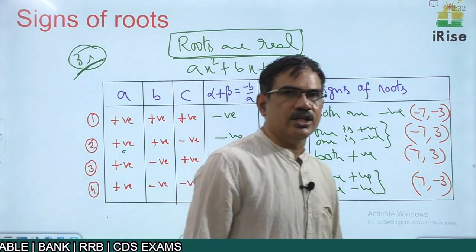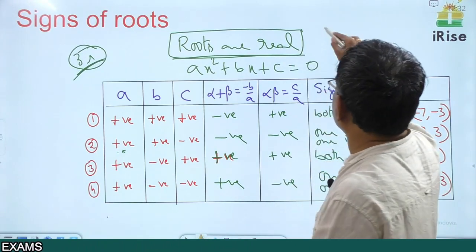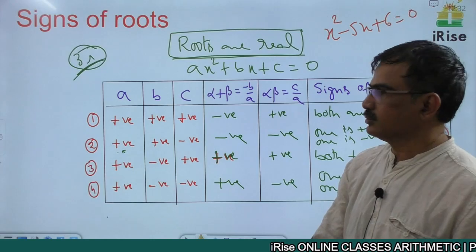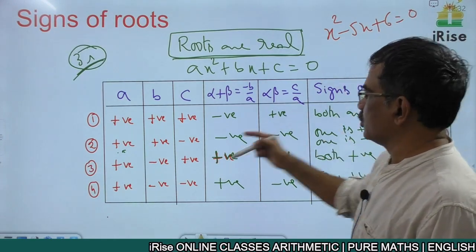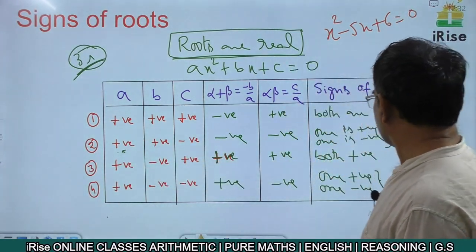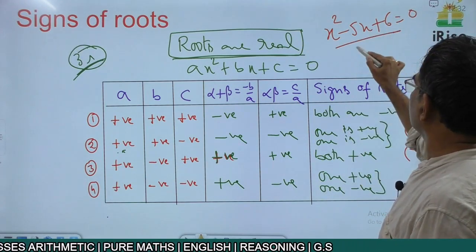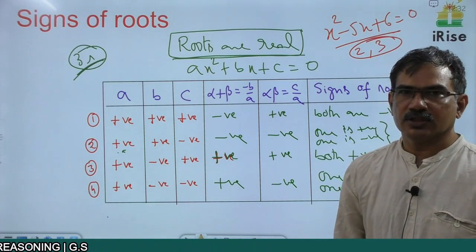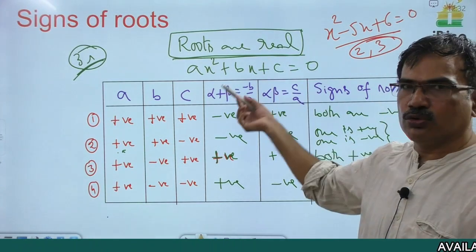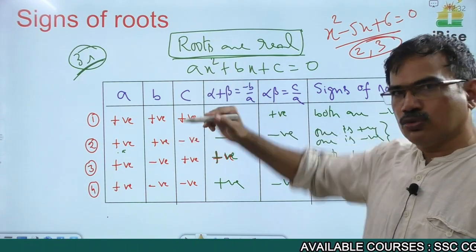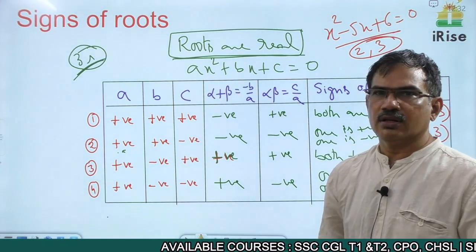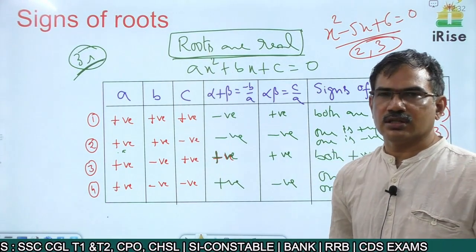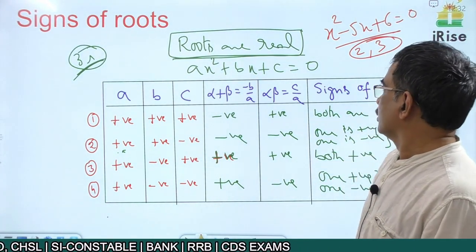So if any equation is given, for example, x square minus 5x plus 6 is equal to 0. Positive, negative, positive. So both are positive roots. For this equation, the roots are 2, 3, both are positive. If the options given are 2, 3; minus 2, plus 3; plus 2, minus 3; minus 2, minus 3, it is not necessary to solve this equation, both are positive roots. Tick the answer.